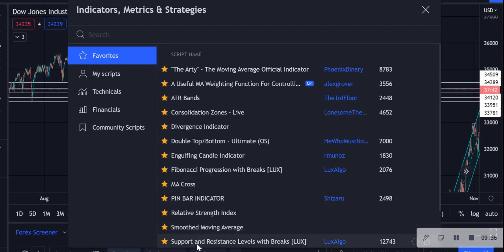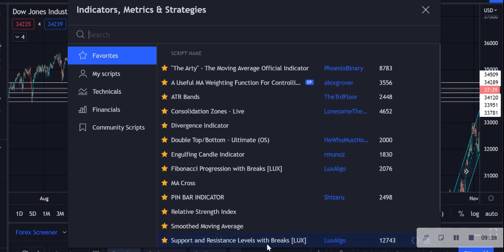Okay, and then what I'm going to do is turn on this one, support and resistance level with breaks. I'm going to turn that on too and put it on here.